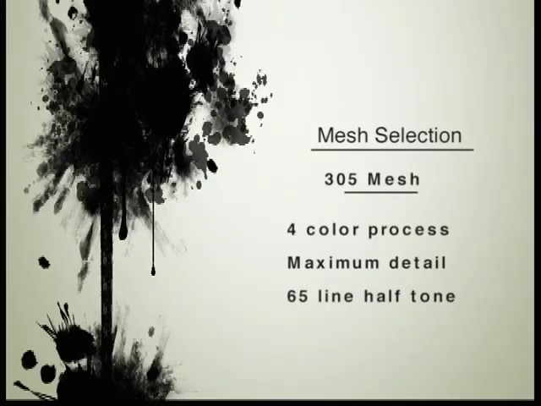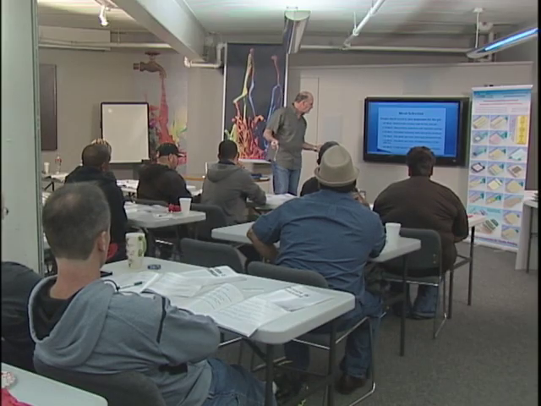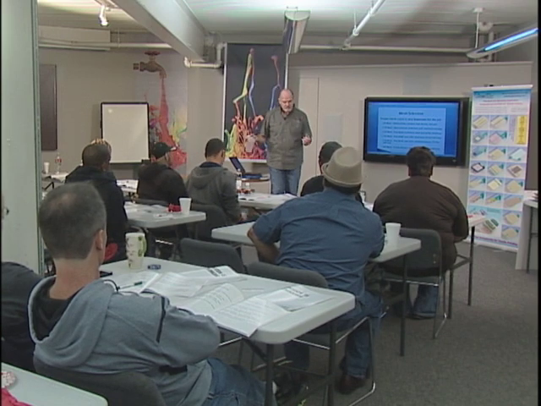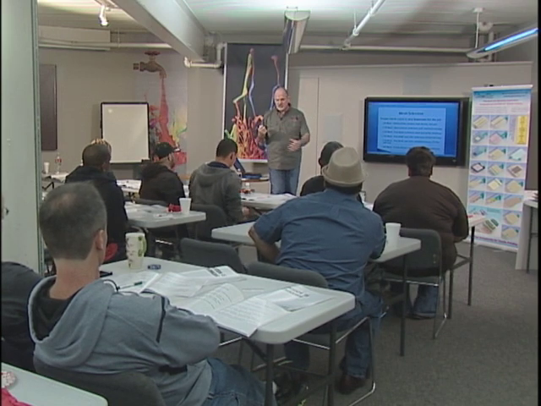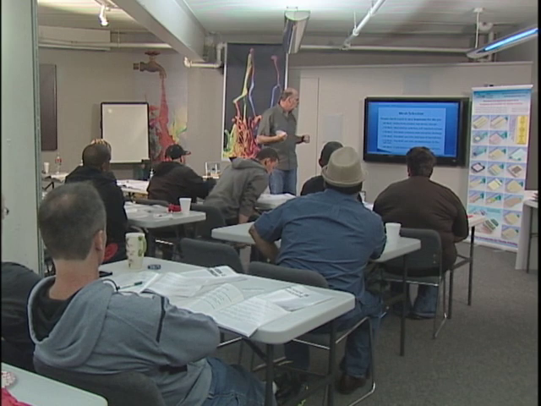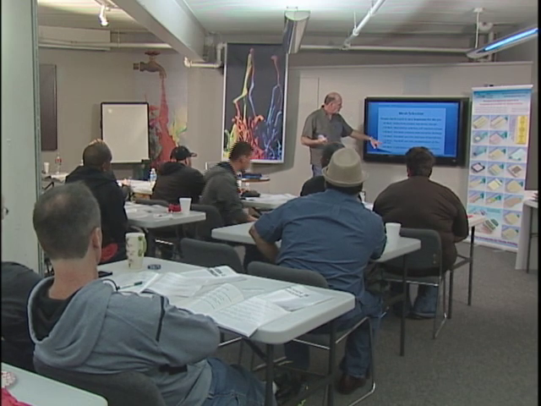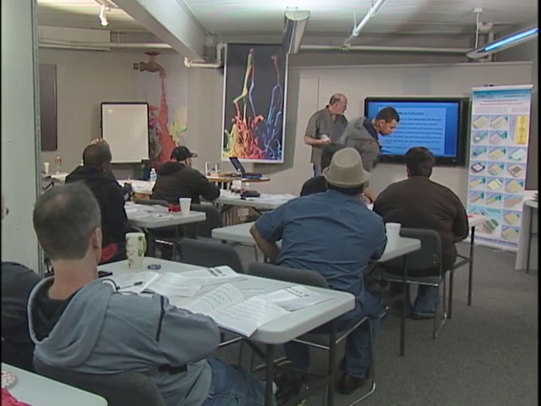Finally, 305 mesh, 4-color process. Some people will still do 4-color process on garments. Maximum detail, 65 line halftone. I don't recommend anything higher than a 65 line halftone on a textile. I personally don't like 305 in a print shop. We've found over the years that flood bars and squeegee blades, they just destroy a 305. They're so fragile. So you want to stick, probably in this category there.